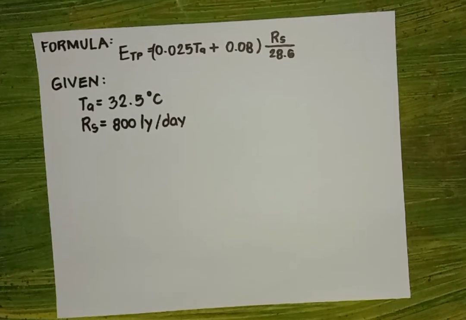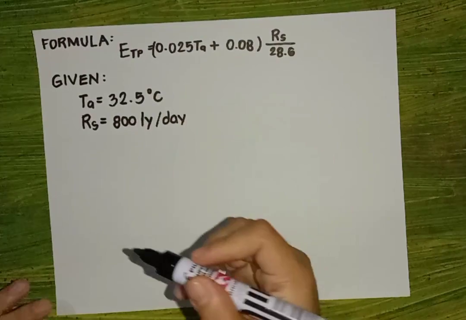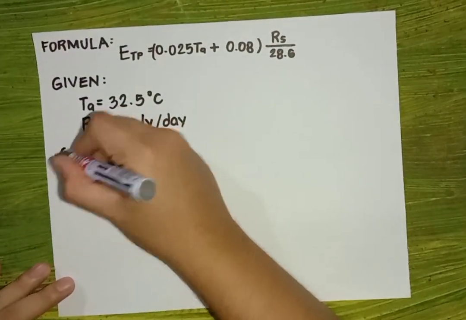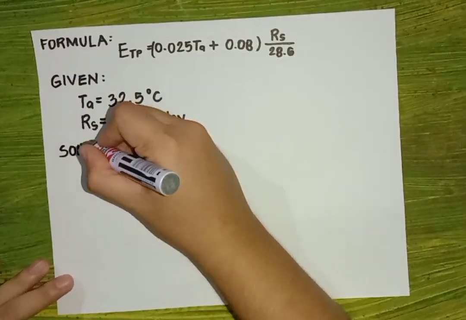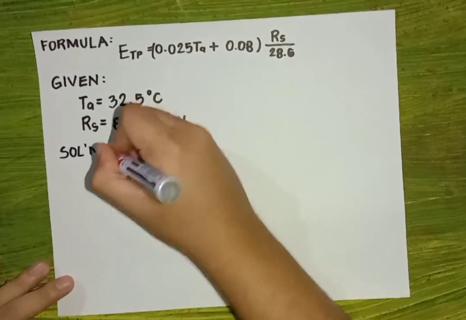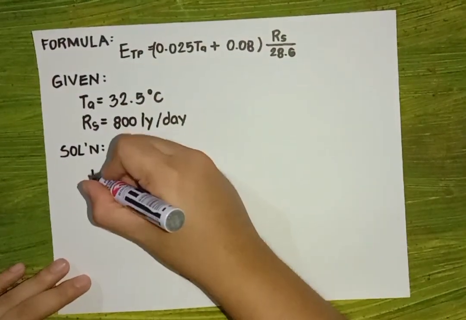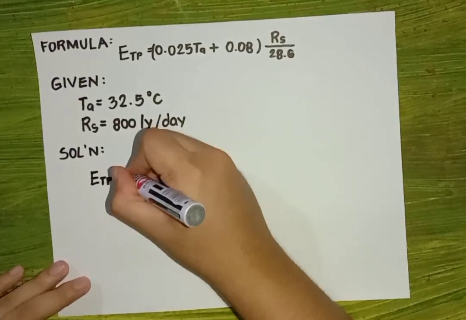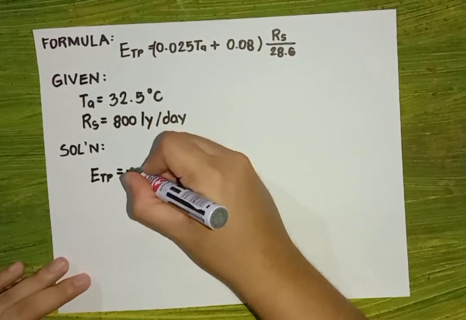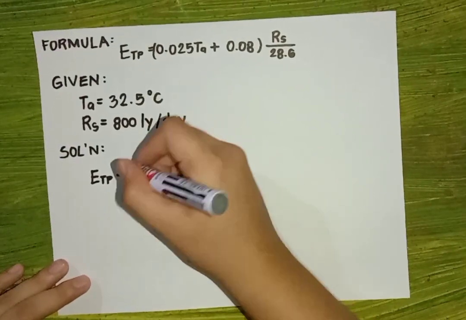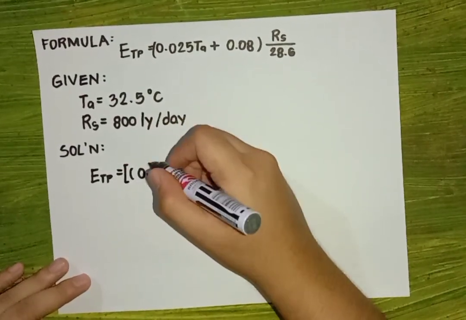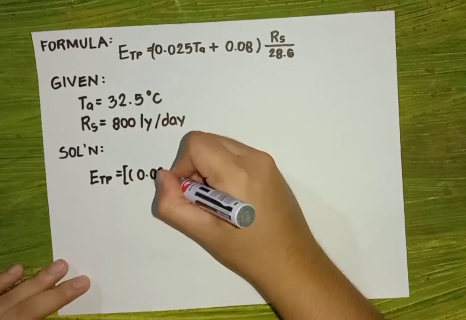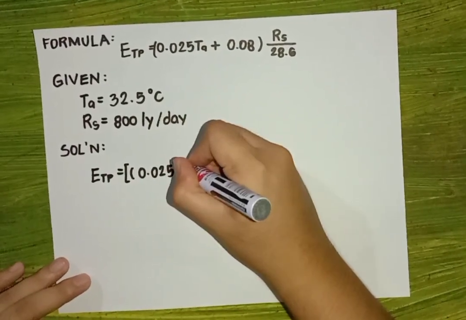Given the formula for evapotranspiration, 0.025 times TA plus 0.08 times RS over 28.6. Given the data, TA is equal to 32.5 degrees Celsius and our R sub S is equal to 800 Li per day. Here is our solution.